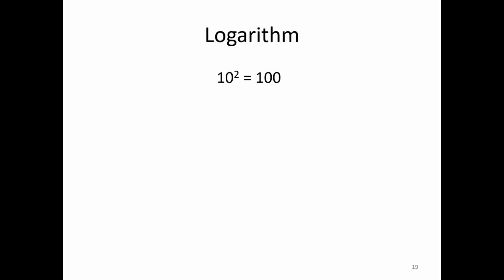So the logarithm, just a quick review. Log base 10, 10 squared equals 100. Log base 10 of 100 equals 2. Right, so that's where the 10 goes, that's the 2, and that's the 100, right? That's the essence of a logarithm.